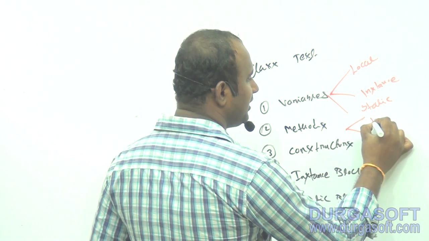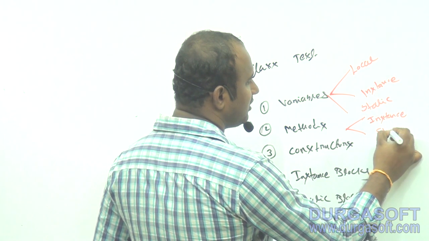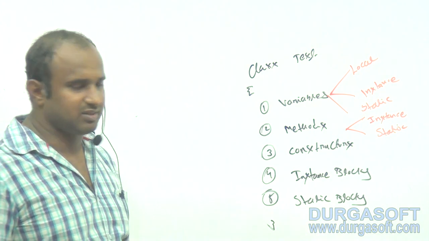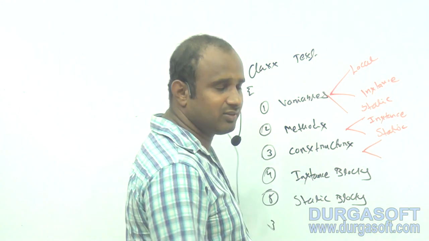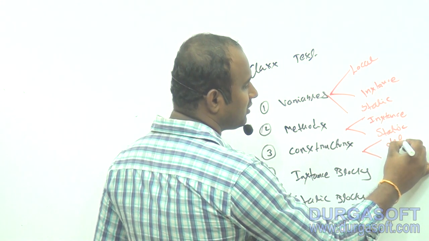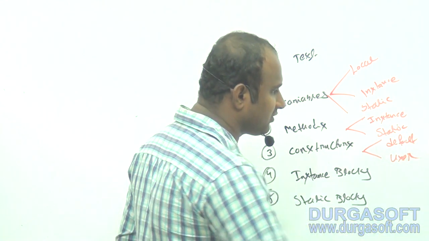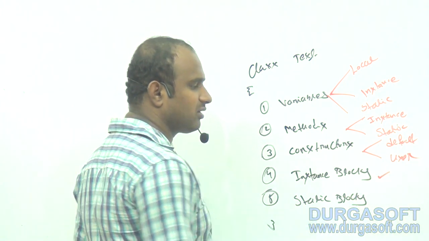And methods are also completed. How many types of methods are there in Java? 2 types. One is the instance method, the second one is the static method. Number 3, the constructors topic. How many types of constructors? 2 types of constructors: the default constructor, and the second one is the user defined constructor. The 2 constructors are also completed, and the last one, instance blocks, is also completed.